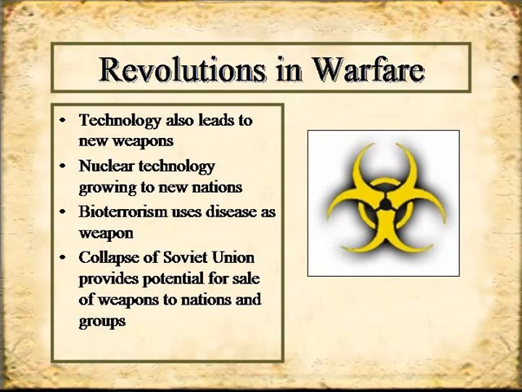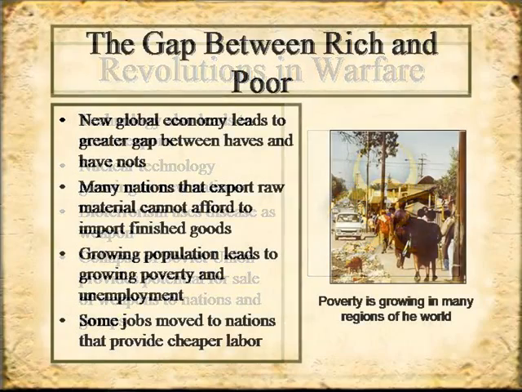We saw certainly after 9/11 things like the anthrax scare, the idea that biological and chemical weapons could be used against large numbers of people is a concern. And the fact that the Soviet Union has collapsed with its huge arsenal. Many of those weapons are unaccounted for and could have been sold and residing in nations and with groups that are not particularly friendly with the United States.